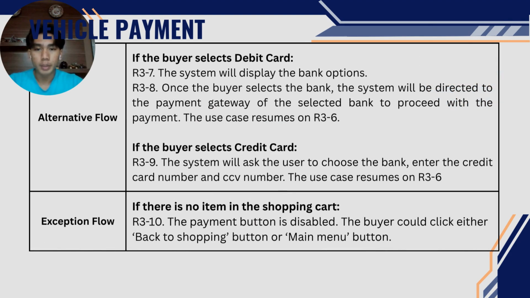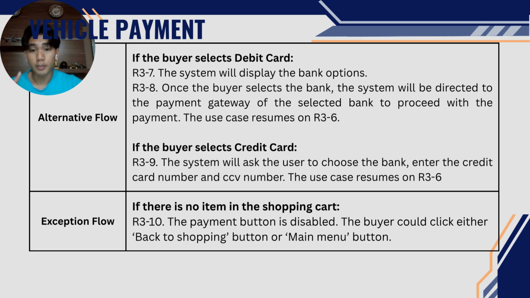And then for the vehicle payment alternative flow, if the buyer selects a debit card, the system will display the bank option. And then once the buyer selects the bank, the system will direct to the payment gateway of the selected bank to proceed with the payment. And then the use case resumes on R36. And then if the buyer selects the credit card, the system will ask the user to enter the credit card number and also the CCV number. And then the use case resumes on R36.